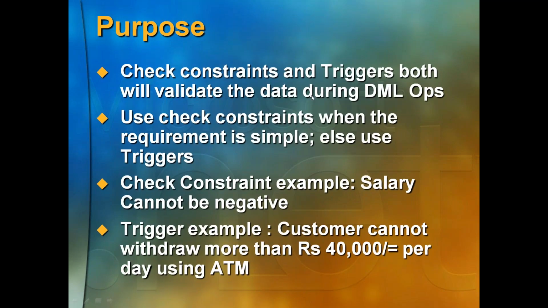Now, check constraints and triggers both will validate the data during DML operations. Meaning when the insert happens, the trigger gets fired, the check constraint gets fired, and it will validate the data. When insert, update, delete happens. Use check constraints when the requirement is simple, else go for a trigger. Check constraint example: salary cannot be negative. Trigger example: a customer cannot withdraw more than 40,000 rupees or dollars per day using an ATM machine.